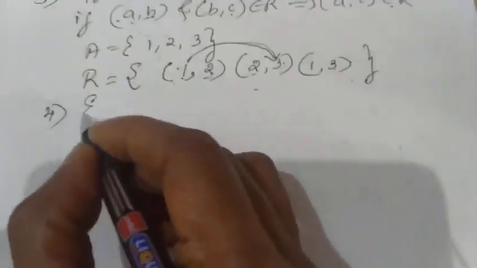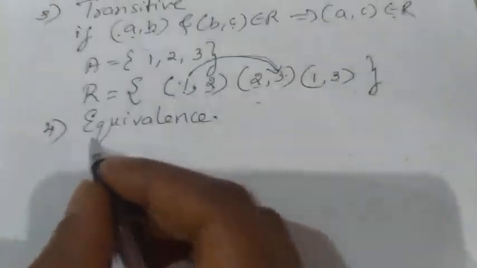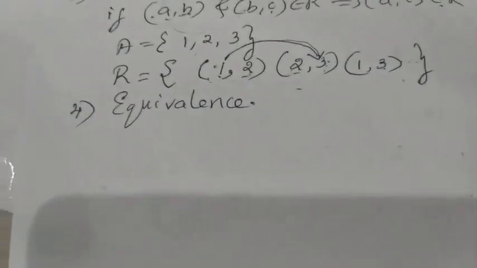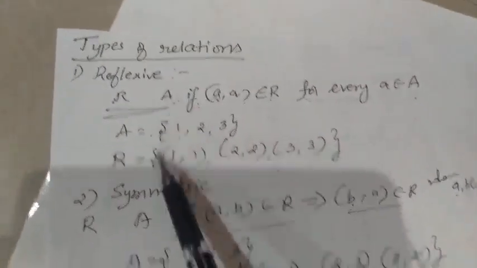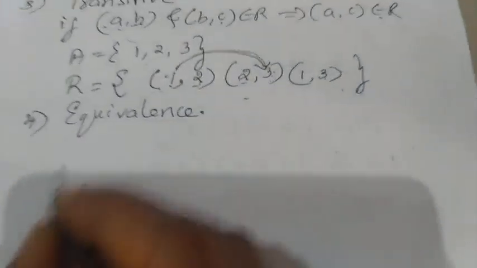Now, next one is equivalence relation. Sometimes a relation is reflexive, symmetric and transitive. Then that type of relation is called equivalence relation.